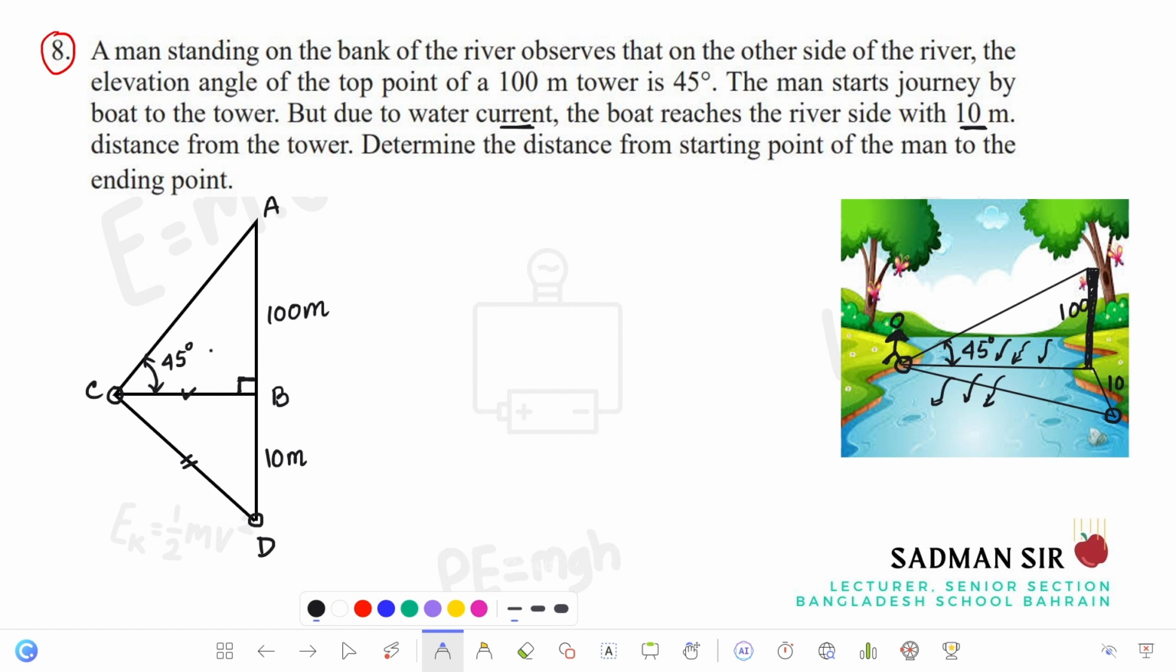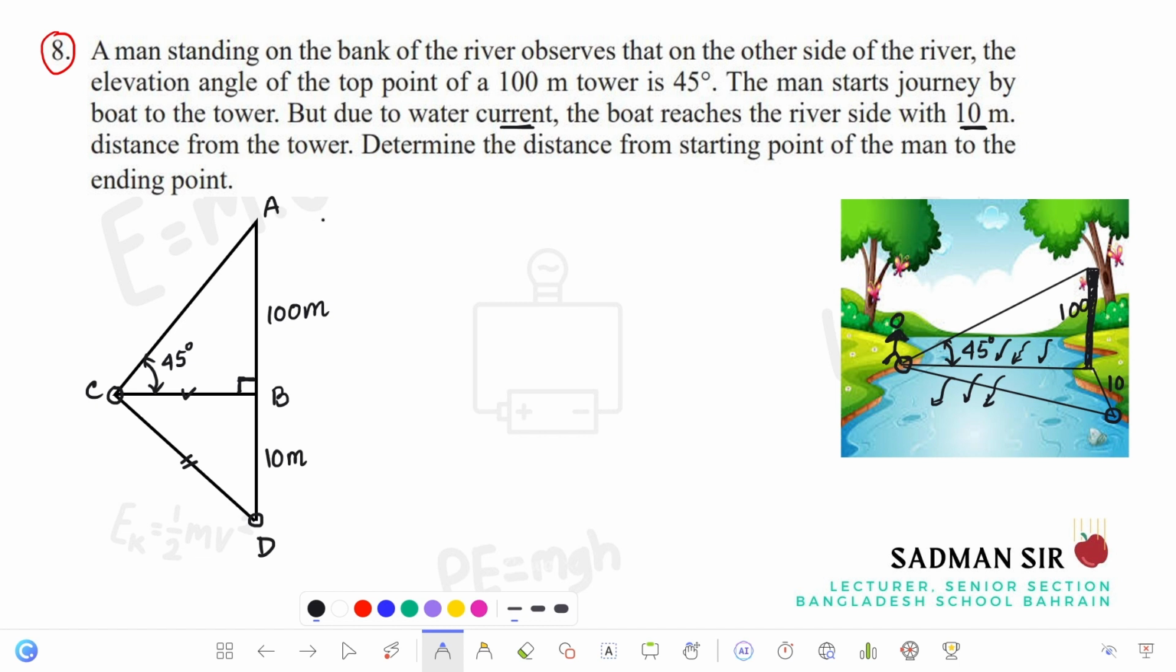So how we can find out BC? You can see in this right angle triangle, BC is adjacent of 45 degree and opposite, that is AB, is known to us. So opposite by adjacent, which trigonometric ratio? Yes, correct. That is tan theta. So let us start solving the problem.